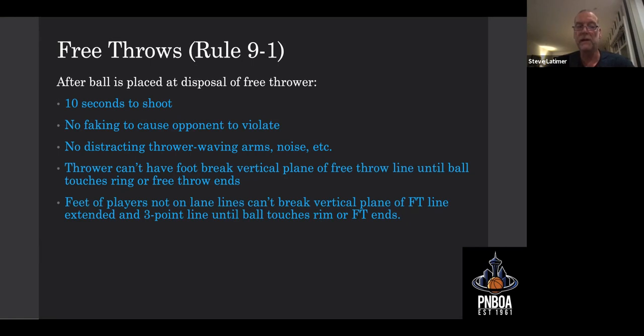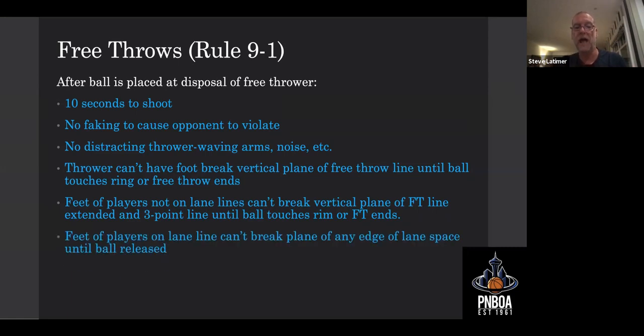And the feet of the players not on the lane lines can't break the vertical plane of the free throw line and the 3-point line. So anybody not on the lane lines needs to stand behind the 3-point line and in back of the free throw line extended, right? And can't break that plane until after the ball touches the rim again. I've got some clips here, which hopefully makes some of this clearer.